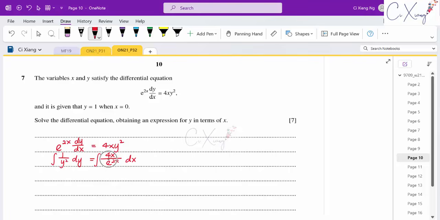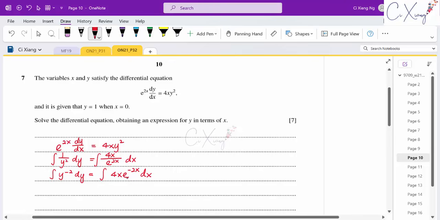For the 4 here, some students might ask whether they should keep it on the right or keep it on the left. It doesn't matter basically, but for my practice, usually I will keep all the constants on the right-hand side. It is just a habit. Then now we can try to figure out how to integrate the terms on both sides. For the left-hand side, it should be no problem to integrate y^(-2). And for the right-hand side, I want to integrate 4x times e^(-2x).